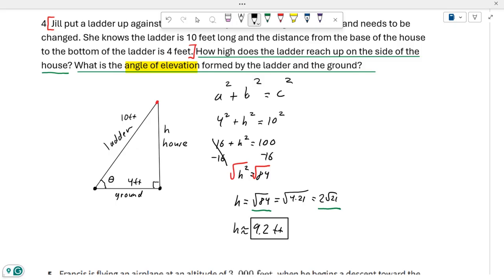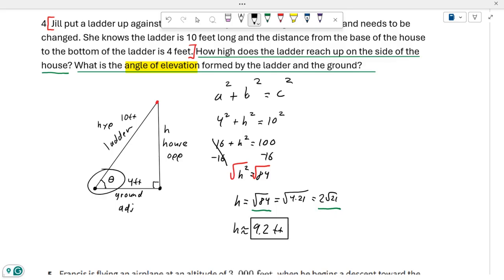And so I'm going to label my triangle yet again. This time I'm going to label it relative to theta. Right? I want to label opposite, adjacent, and hypotenuse relative to theta. I recommend you start with the hypotenuse. The hypotenuse is the ladder. Opposite is the house. And adjacent is the ground.